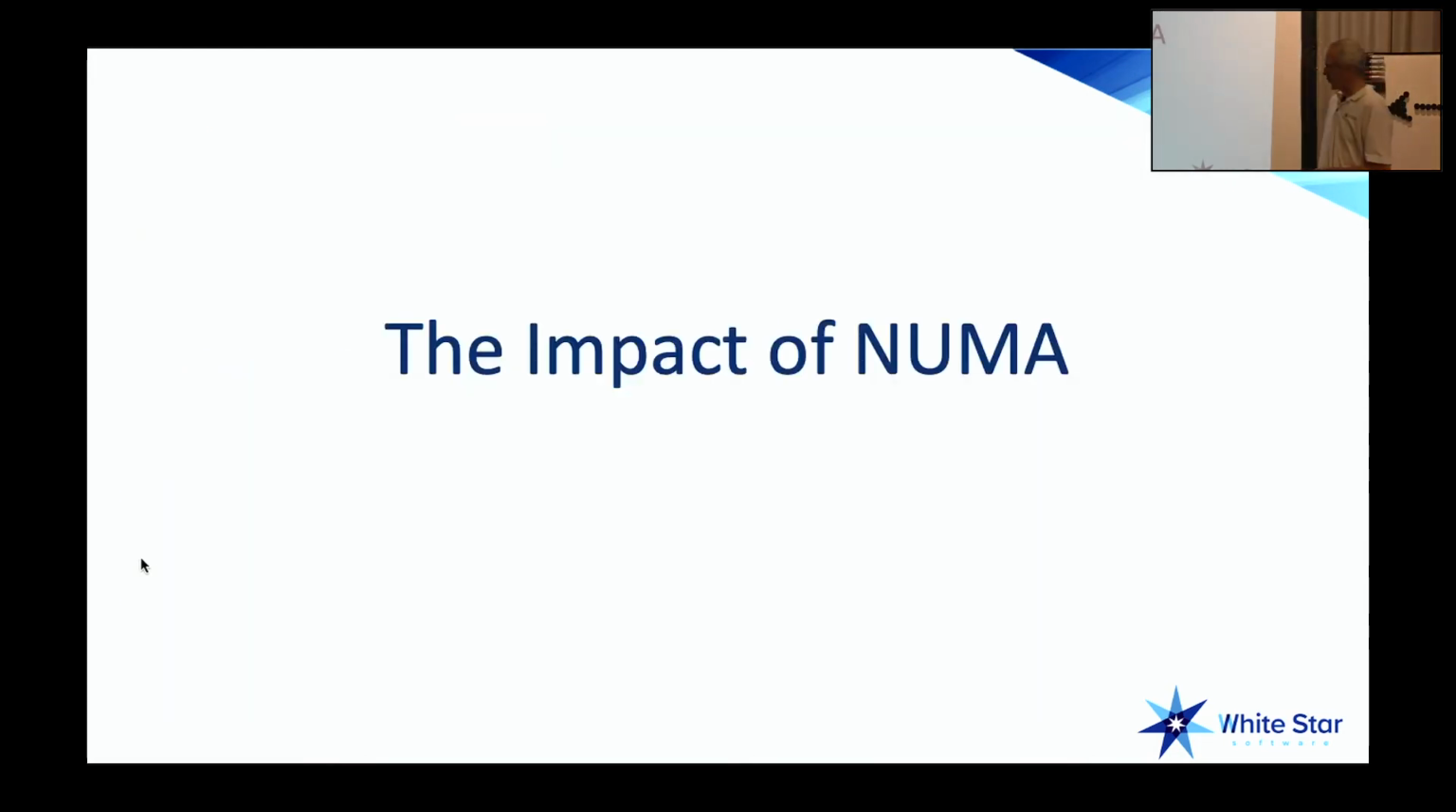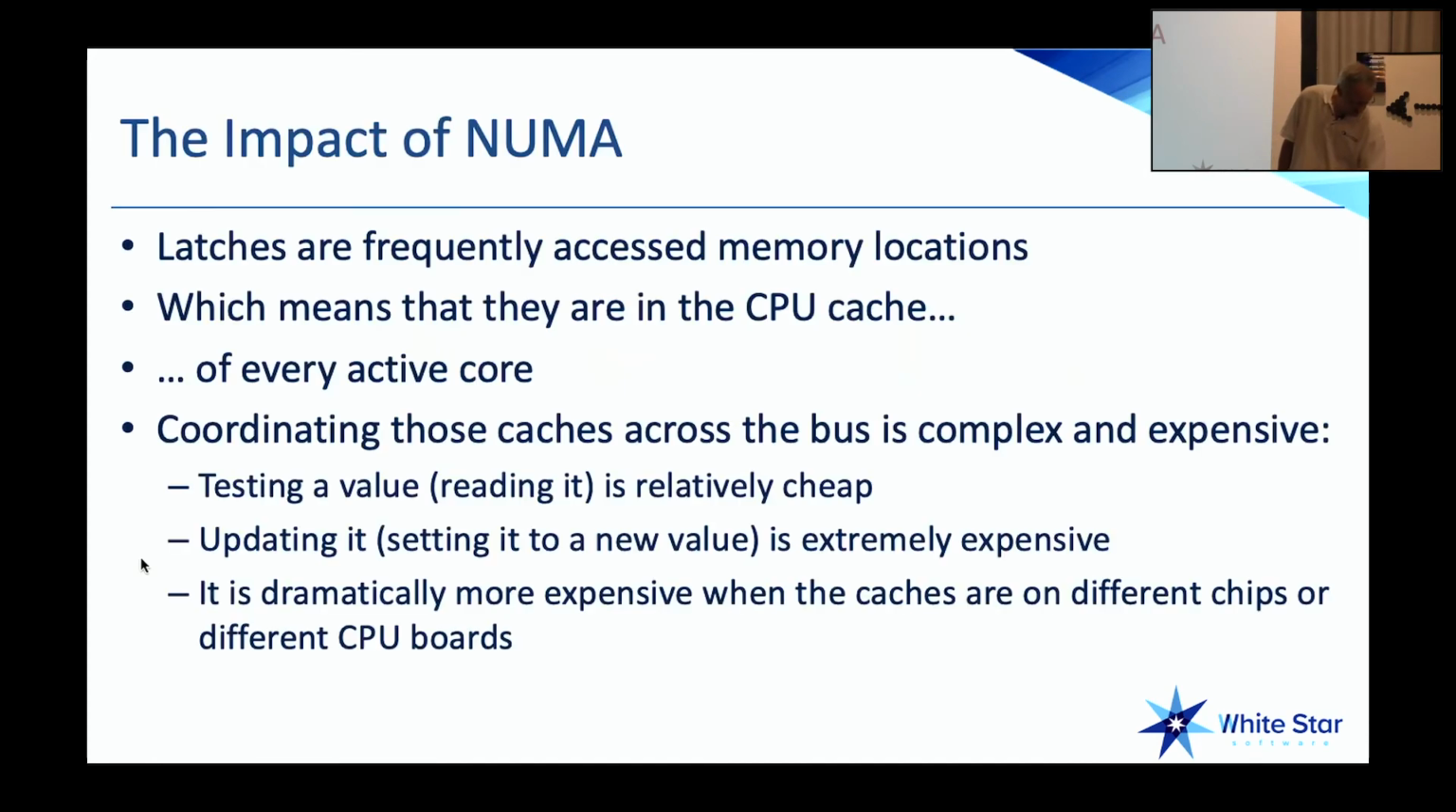The other issue is NUMA. And NUMA is a problem because NUMA stands for non-uniform memory access, and latches are frequently accessed memory locations. So if your memory is not uniform, that means that some of it is going to be favored over other. So you don't want to have a situation where some memory is faster than other memory, because that's going to slow you down.